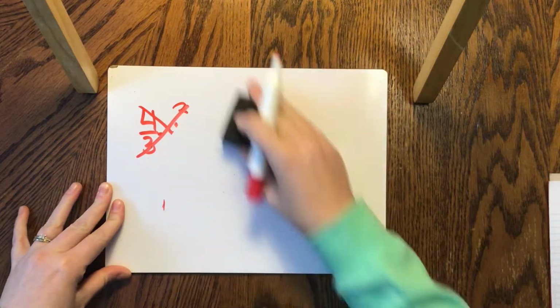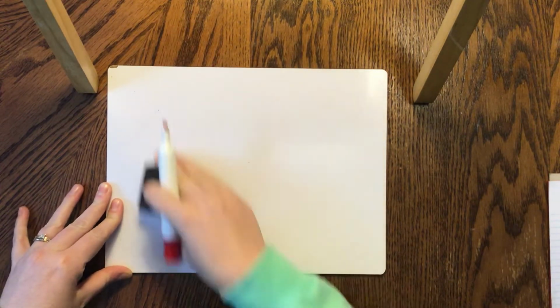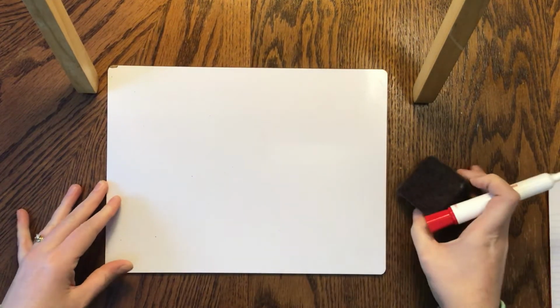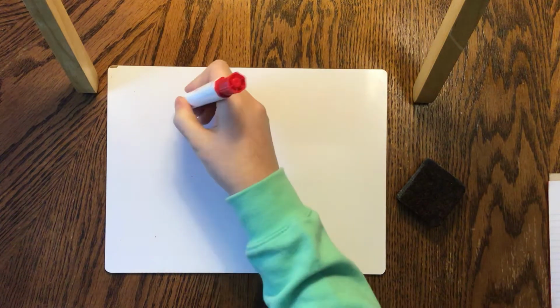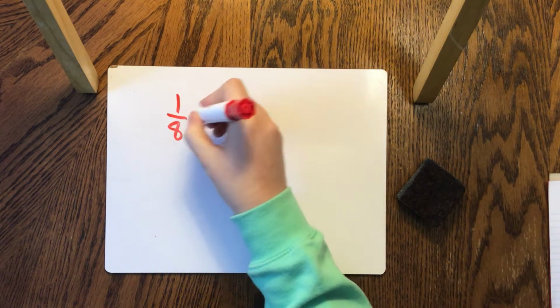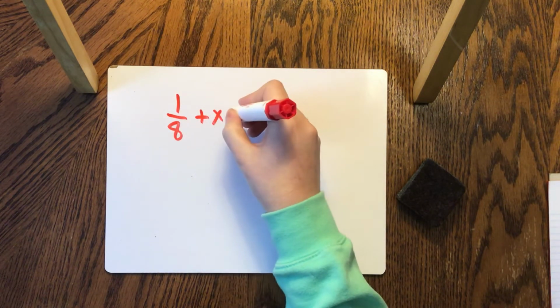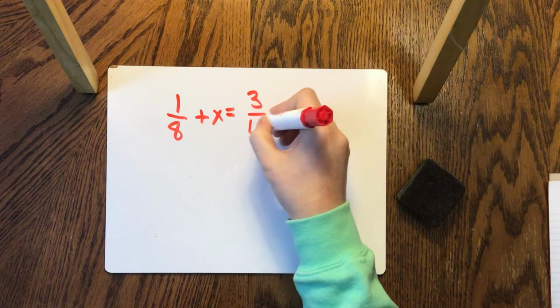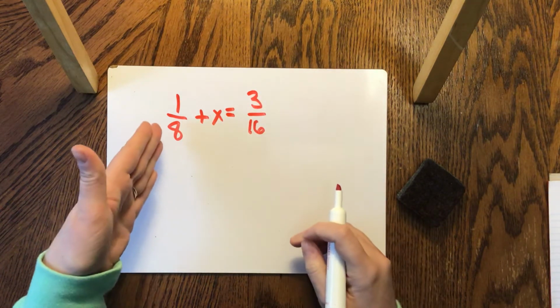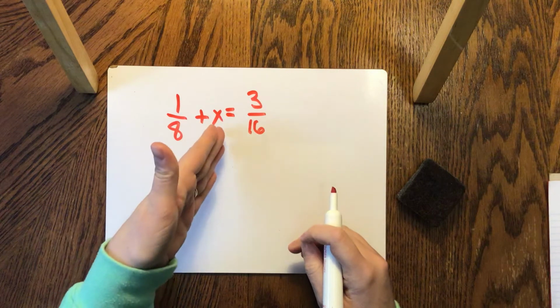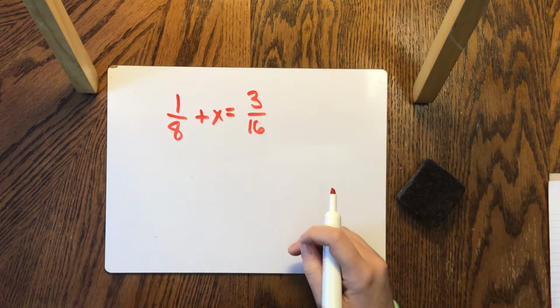Let's try one that has addition. Okay, I could have a problem that looks like this. 1/8 plus x equals 3/16. Okay, so 1/8 plus something gives me 3/16.